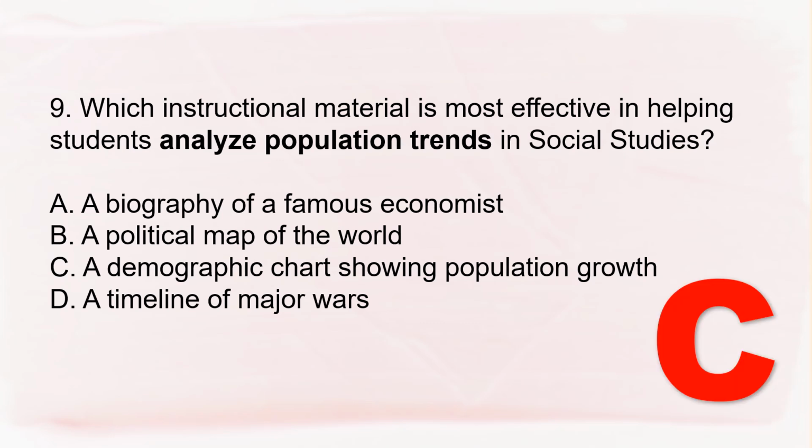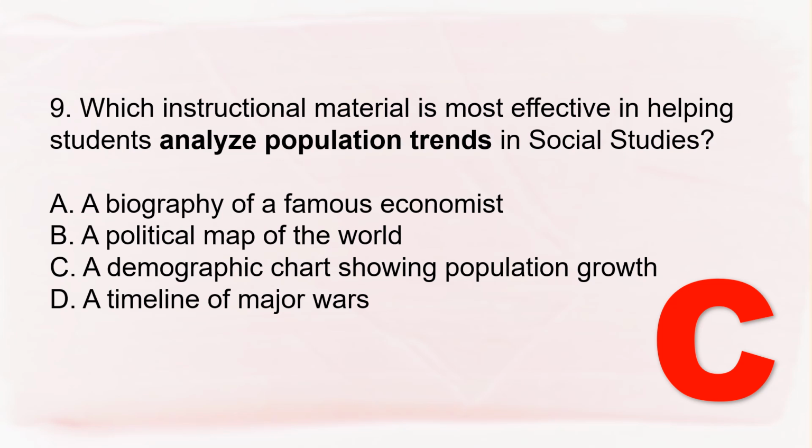The correct answer is letter C. A demographic chart provides quantitative data that students can analyze to understand population trends over time. Letter C is the best answer. For letter A, biography of a famous economist, this provides historical context but does not show trends.